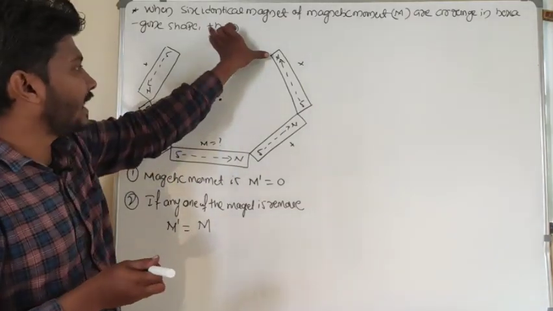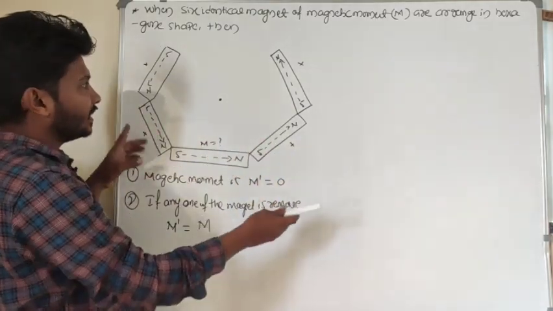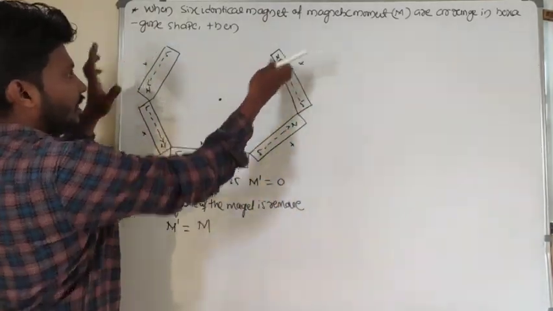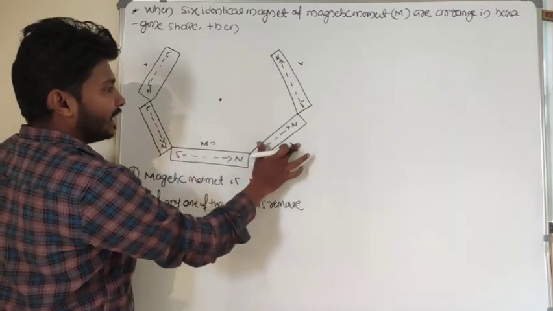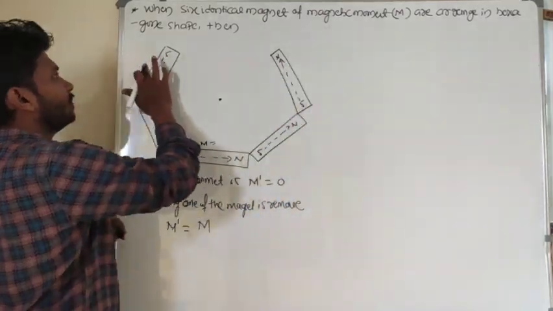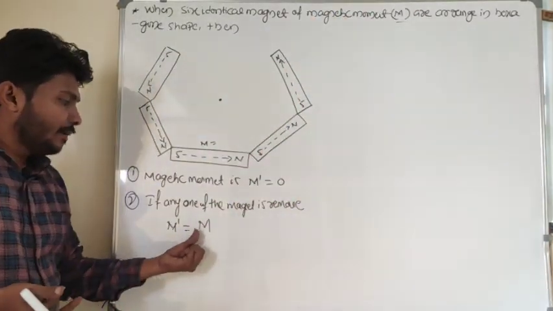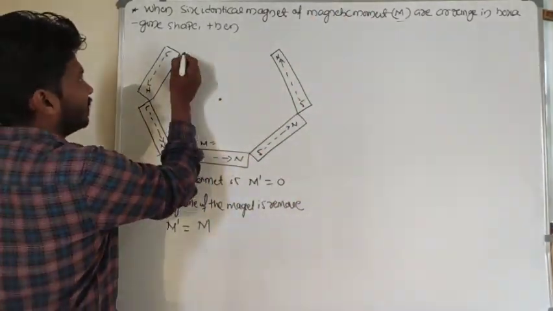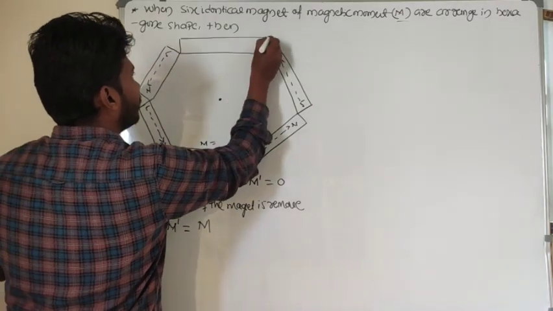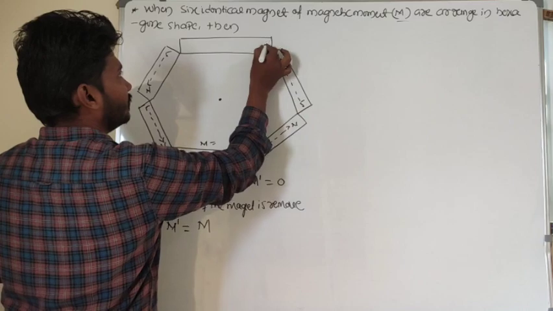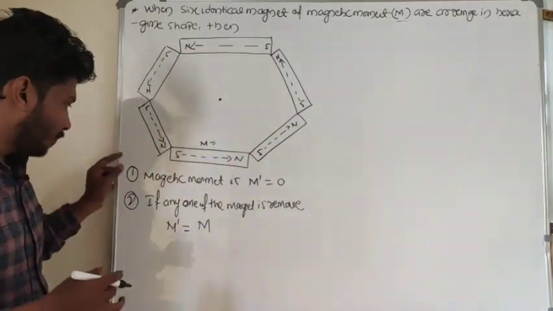If any one of the magnets is removed, this is downward, this is upward, these two effects are cancelled. This is upward, this is downward, this effect is also cancelled out here. Then only one magnet is left. Only one magnet is left, and each magnet has magnetic moment, which I said is M, so the magnetic moment will be M here. That is the first case. These 2 points I got.